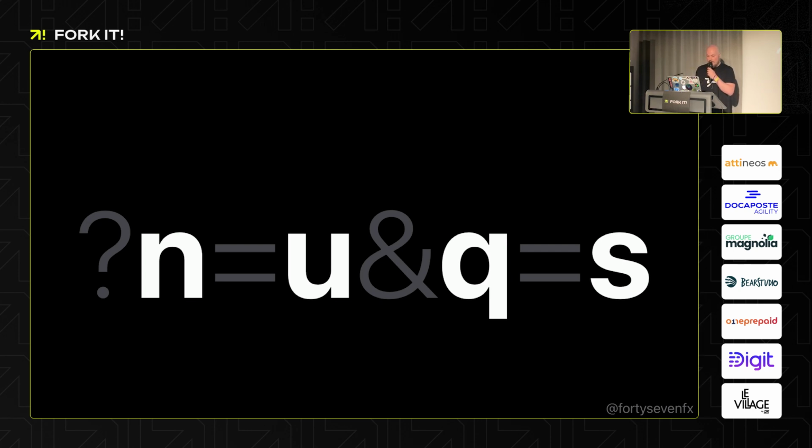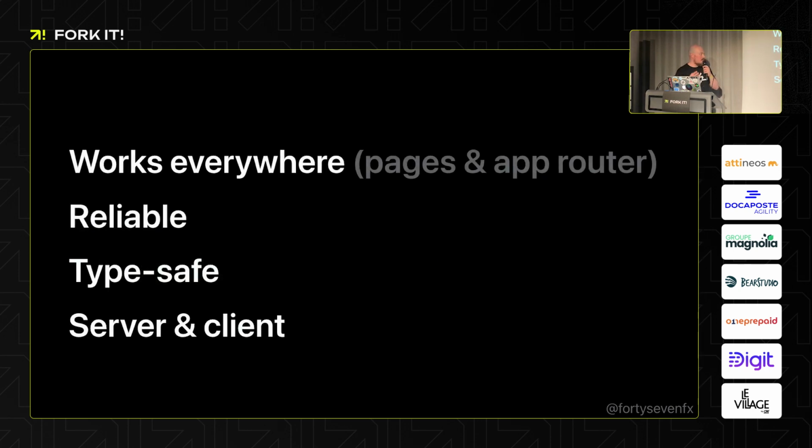And my goals for this project are for it to work everywhere, in the app and pages router, which have a few differences that we'll talk about later. I want it to be reliable. Some people use it in production. Vercel uses it in production, so it needs to work. I want it to be type safe. I'm using the type system of TypeScript a lot, and I want to leverage it as much as I can. And finally, I want it to work both on the server and the client. This is more of a new thing in the app router of Next.js.